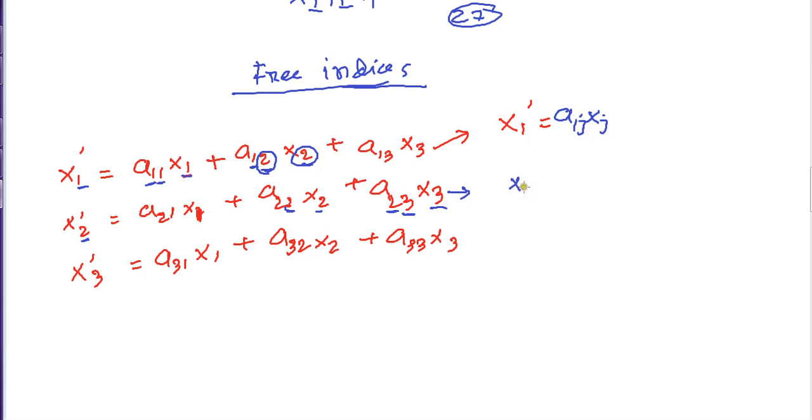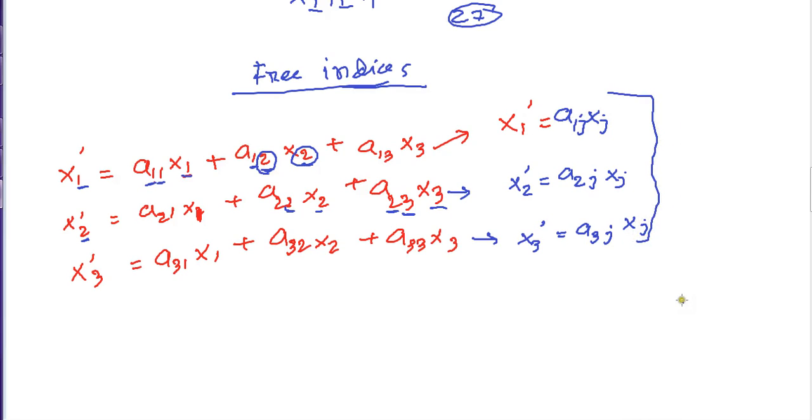So how can we write down x2 prime equal to a2j xj, right? And the third equation, you can write down x3 prime equal to a3j xj, right? So we have a system of three equations, and we write it here in compact form. These three equations can be further compacted to the following equation.